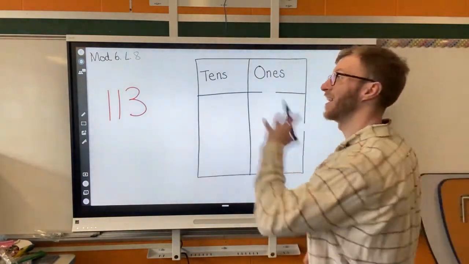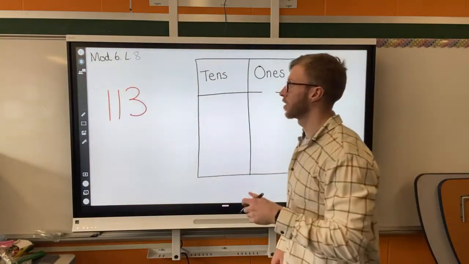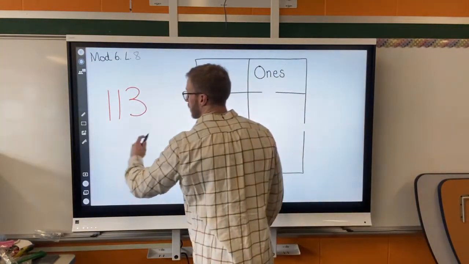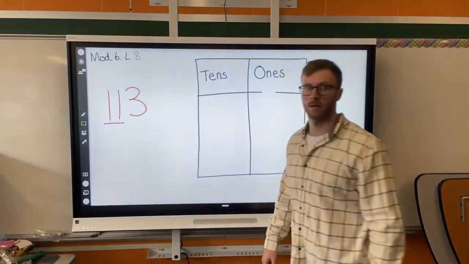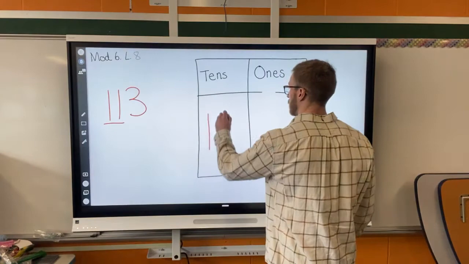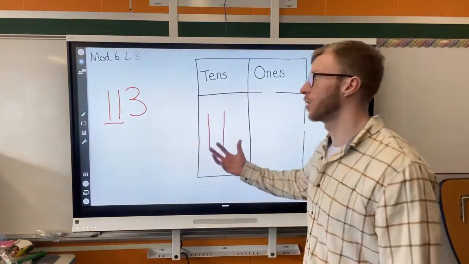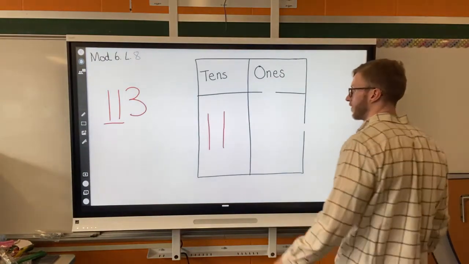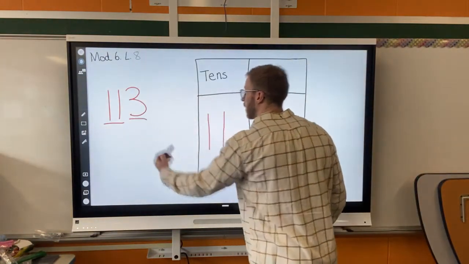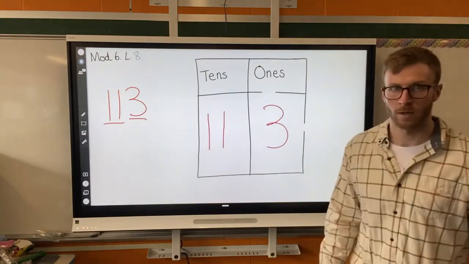Okay? Let's look at this number. We're going to start on the left side with the 10s and go to the 1s. All right? So let's look at our 10s. We know this isn't our 1s. How many 10s do we have? We have 11 groups of 10. We know this has got to be over 100. 10 groups of 10 is 100. So good. We have more than 10 groups of 10. We have 11 10s. And how many 1s? We have 3. Very good.